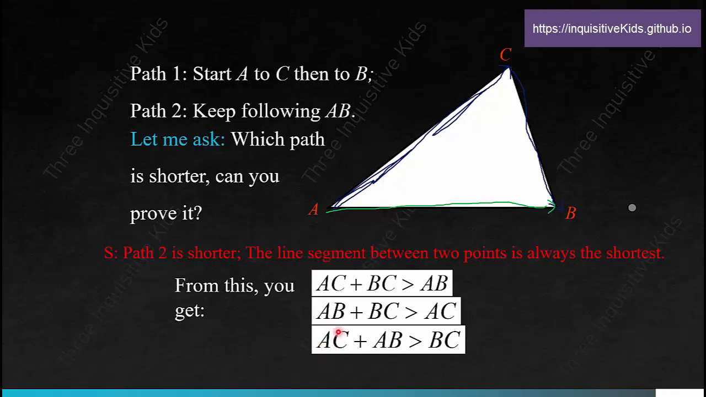Say, for another scenario, path 1 is AC plus AB. But that is always greater than BC. So this is what we get when we follow this very simple demonstration. We get the relationships between all of these sides.